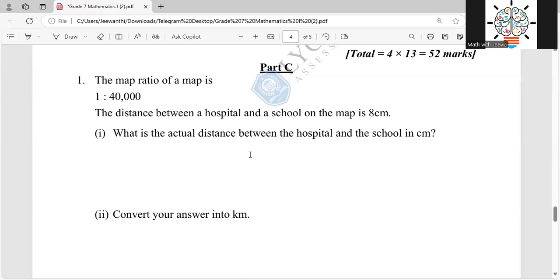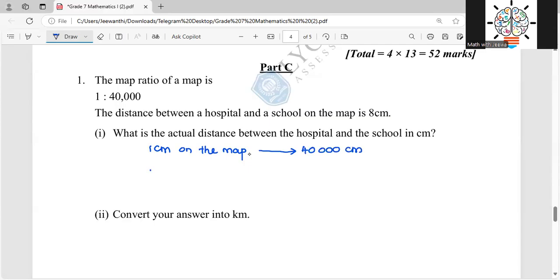The distance between a hospital and a school on the map is 8 centimeters. What is the actual distance between the hospital and the school? Now, you know the meaning. 1 centimeter on the map is equal to what? It is equal to 40,000 centimeters.